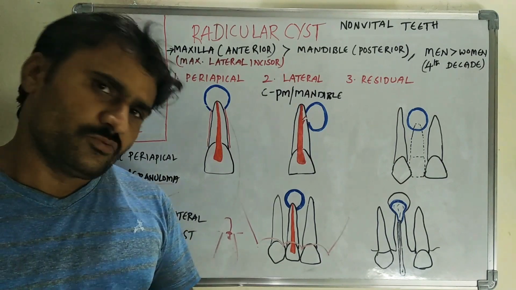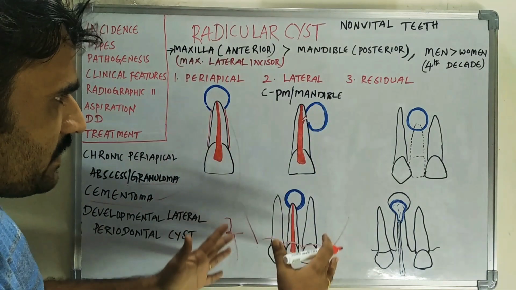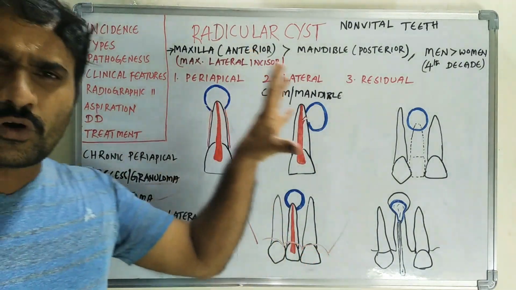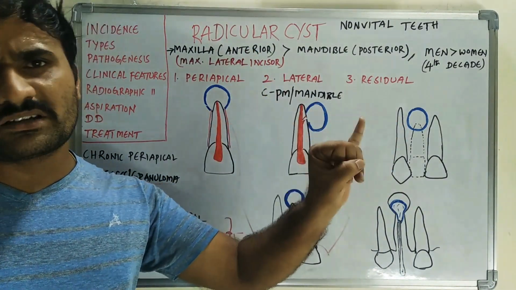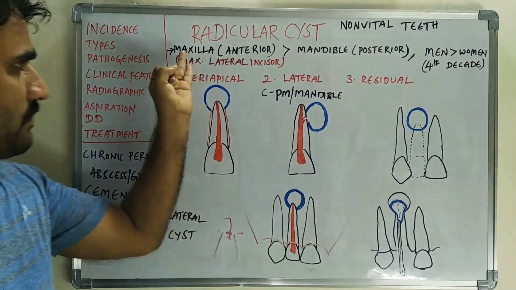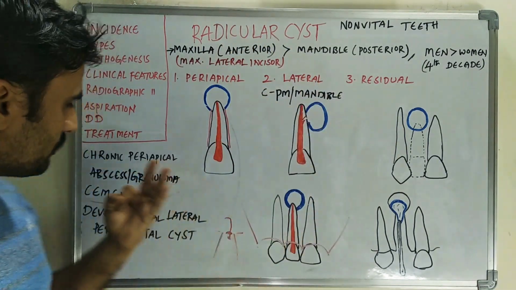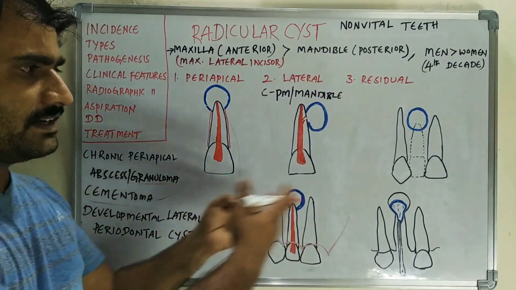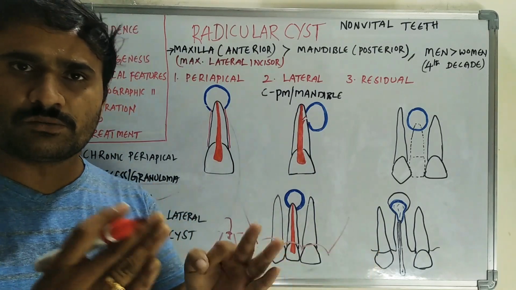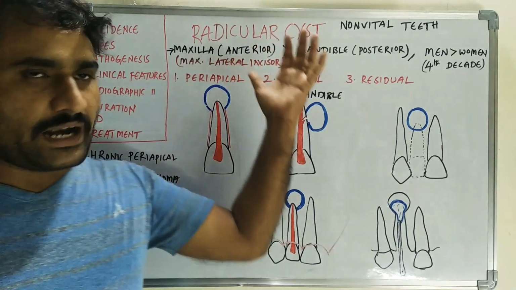And marsupialization, we have already discussed that. You have to do the same thing. And you have to draw these diagrams and just remember four or five points. That's all. You have to remember the types. And you have to remember non-vital teeth. And it is the maxillary anterior region which is commonly involved. Then some differential diagnosis and treatment, same. Enucleation, marsupialization. That's all. So this is all about radicular cyst.